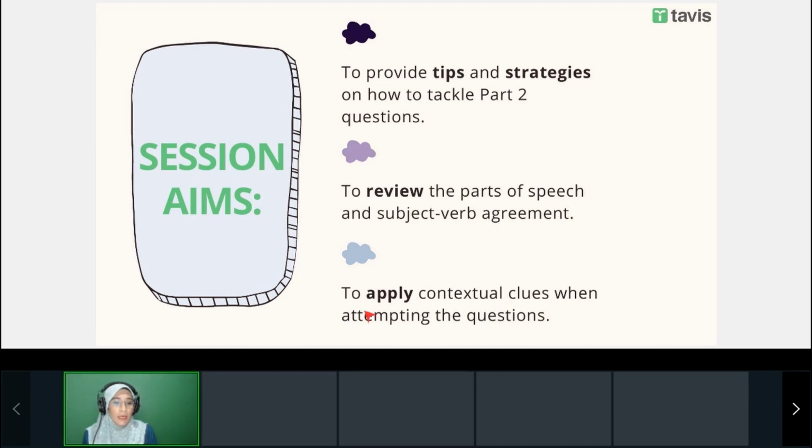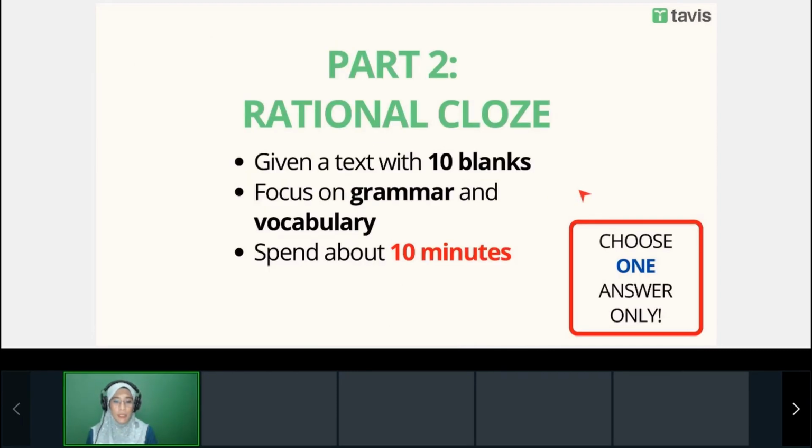Then we are going to apply contextual clues when attempting the questions. Contextual clues are very simple. They are clues in the context, in the passage or in the text given. That's it. So we are going to apply this in this part. So far, I hope that everybody is clear on what we are going to do today. Moving on to the next one.